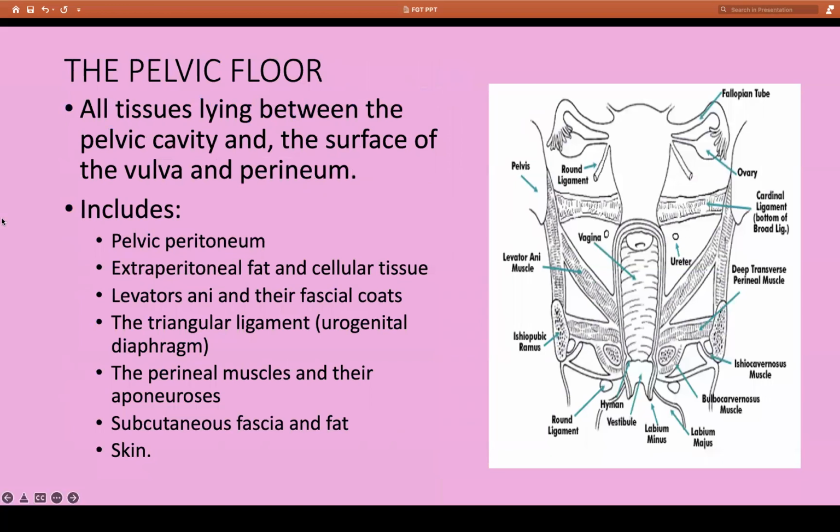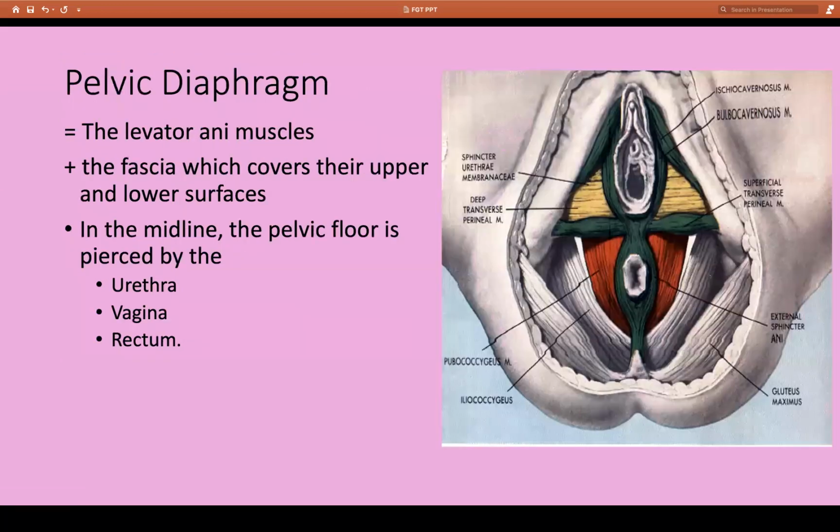The pelvic floor is made up of multiple tissues. We have a list: pelvic peritoneum, extraperitoneal fat, cellular tissues, levator ani muscle, triangular ligament, perineal muscles, subcutaneous fat tissue, and skin.